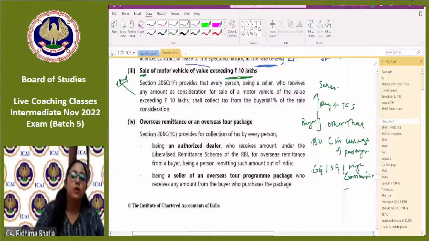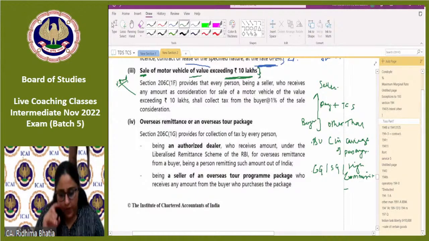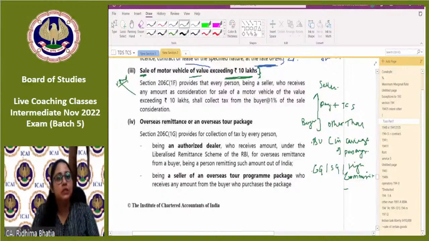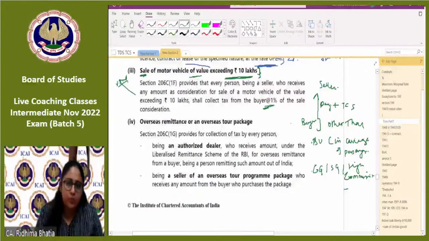So now, motor vehicle is being sold by the seller to the buyer, and he will collect TCS only when the value is exceeding 10 lakhs. Now the question would come to your mind, मैम हम गाड़ी लेने जाते हैं, अगर वो गाड़ी 10 लाख से ऊपर का है तो आप देखोगे in whatever pro forma they give, उसमें they will be calculating 1% of TCS also, and they will say कि सर आपको क्रेडिट मिलेगा, but you have to pay it first.